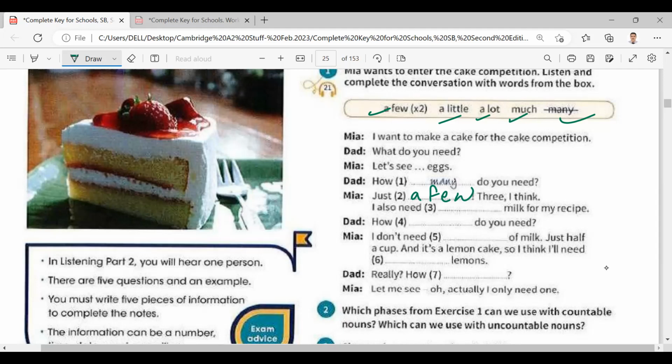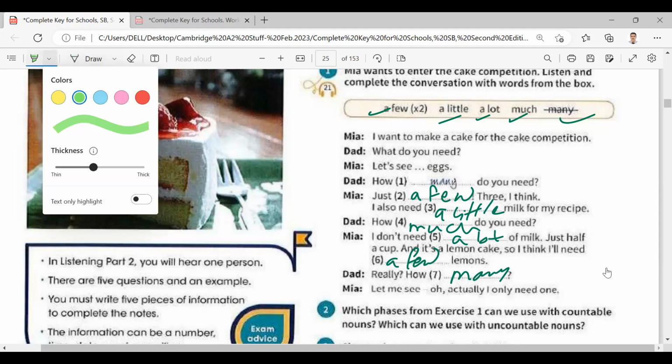A few, yes, just a few. I also need a little. A little milk, yes. Next, how much do you need? I don't need a lot of milk. Yes, a lot of milk. I need a few lemons, just 1. Really, how many? Perfect. Let me see. Oh, actually, I need 1. Okay.